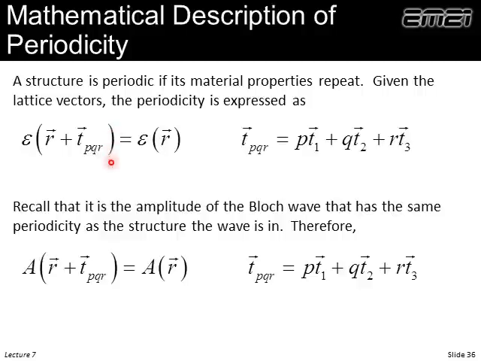Well, from the Bloch theorem, we said that that amplitude function multiplying the wave is the thing that takes on the same exact symmetry as the structure that it's in. Well, if that's the case, it has to obey the same condition for being periodic, where we add any translation vector to it and it looks the same. So here we've defined how our dielectric function and that amplitude portion of our wave are periodic in the same exact way.